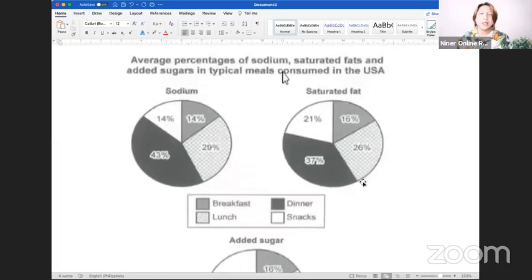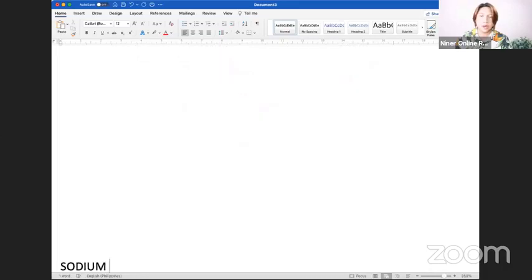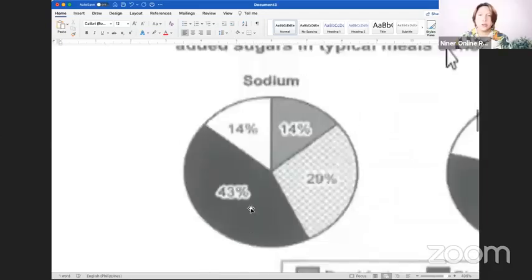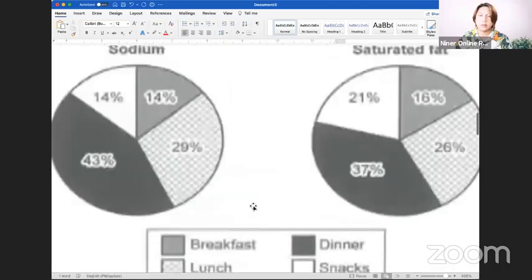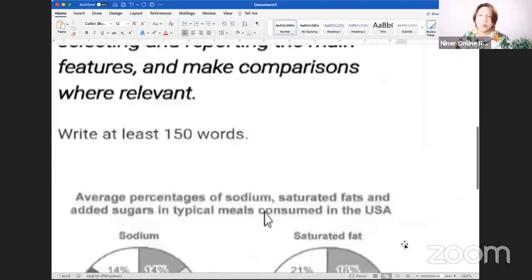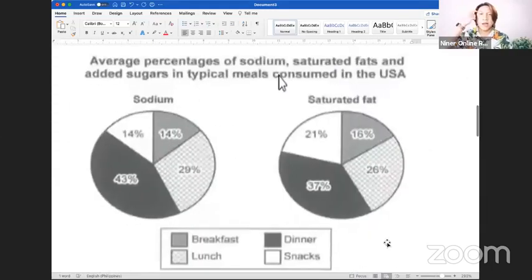Okay, so let's do this, right? Let's start with sodium. Okay, so I'm gonna type right here, sodium. All right, it's not too big, so I'm gonna make it bigger. All right, so let's start with sodium. Okay, so if you look at the chart for sodium right here. Okay, so let me just make this a little smaller.